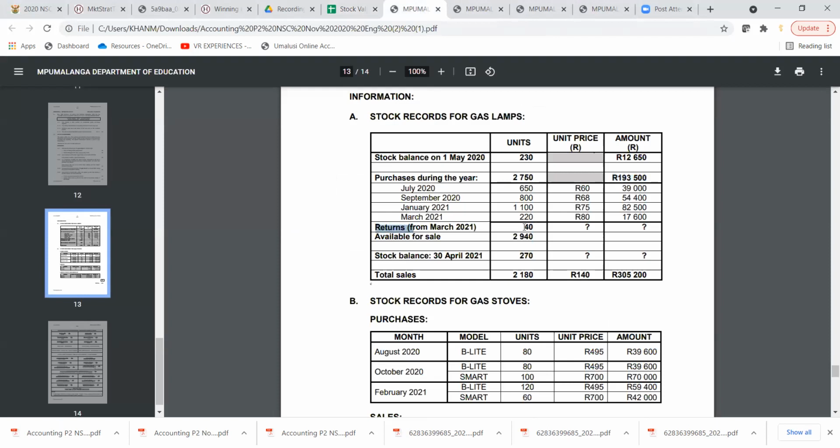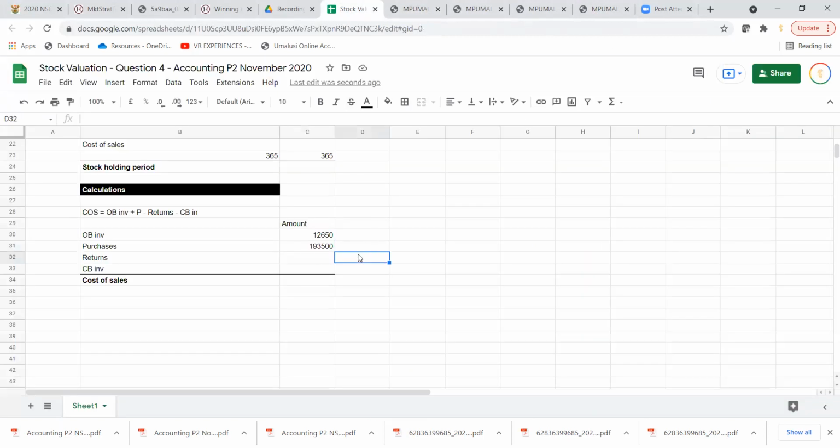We returned 40 from March 2021. So we're going to say 40 times the price of March 2021, which was 80 Rand. So if I just do it over here, I'll say 40 times 80. Remember, with returns, we say minus. So I'm going to put a minus here.